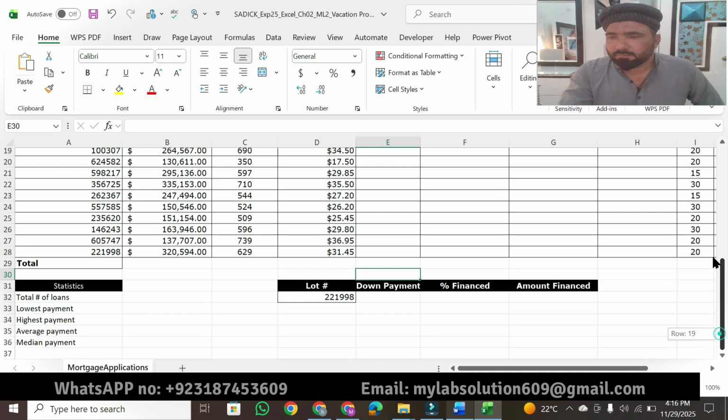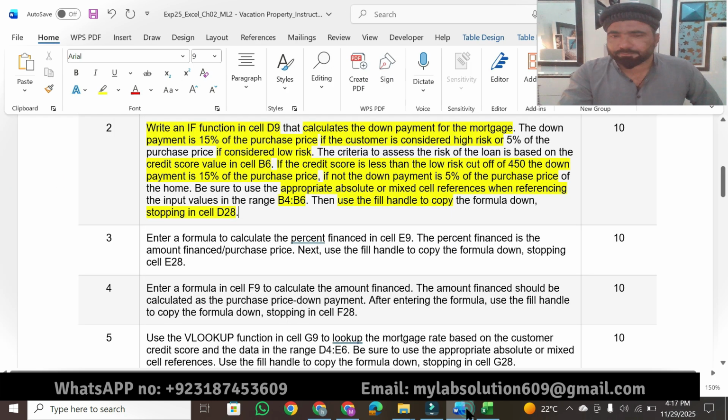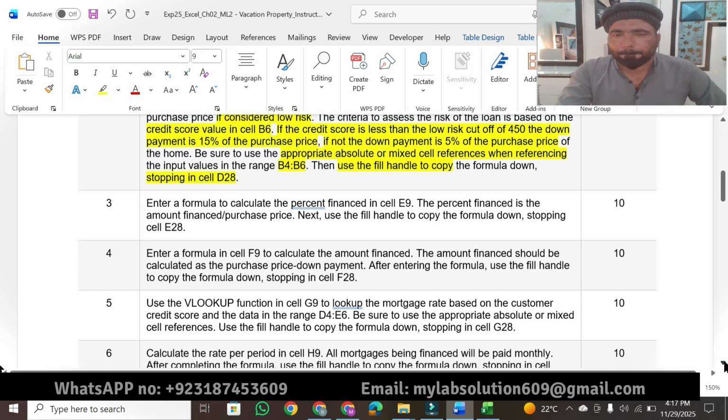Done. So question number two is done. Question number two is quite a big one. We have to use the IF function and pass different values according to the instructions, and we get the result. After solving question number two, now we are moving toward question number three.